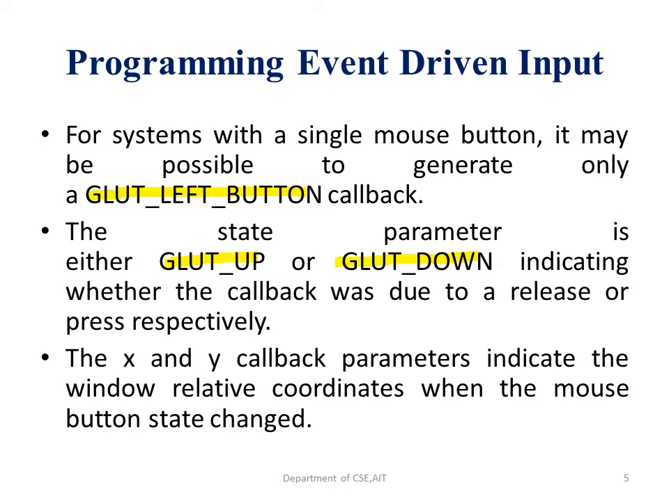Then the X and Y callback parameters are going to indicate that the mouse is present within my relative coordinates, that is in my current working window's actual coordinate system, the X and Y positions are present. That means it is a valid position, and these positions will be considered at the instant whenever the mouse button is pressed or released. That means when there is a change in the button state, then we are going to record the values of the X and the Y.